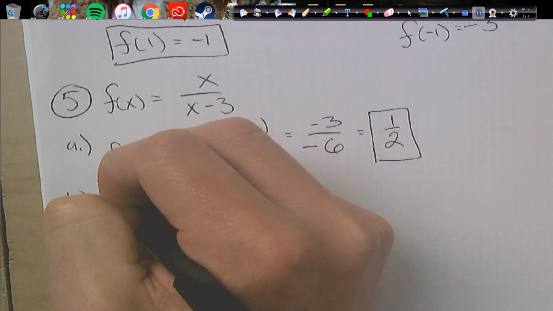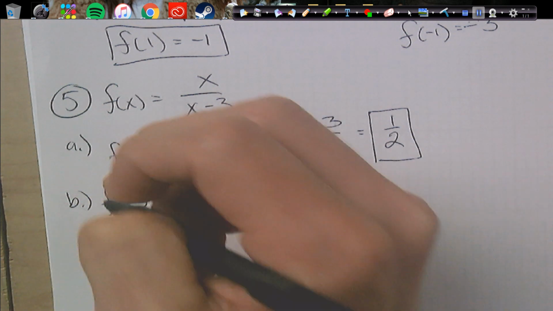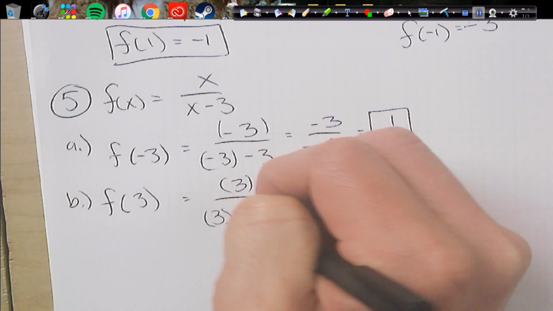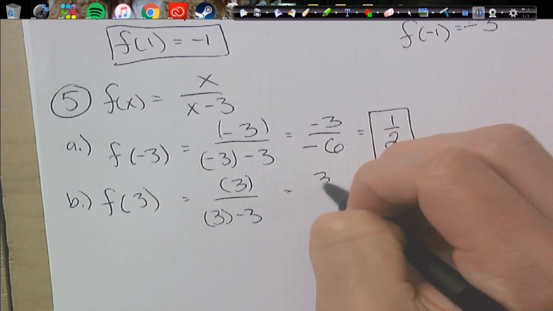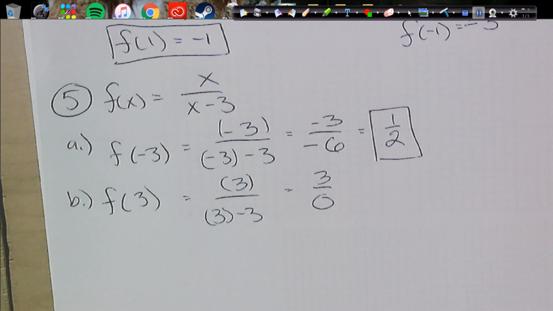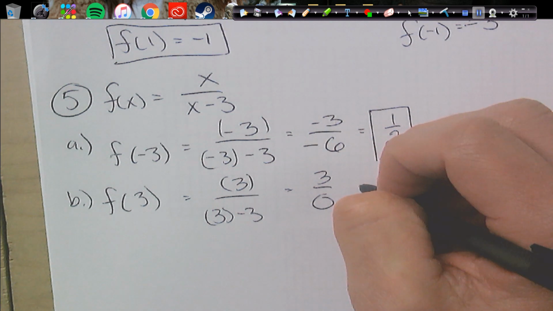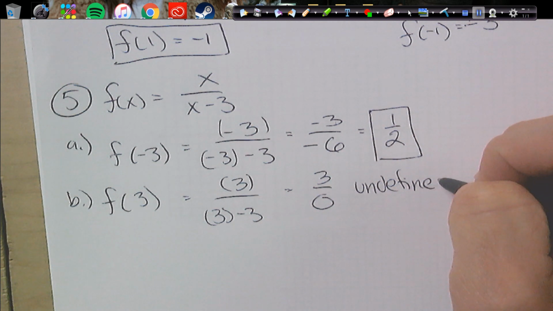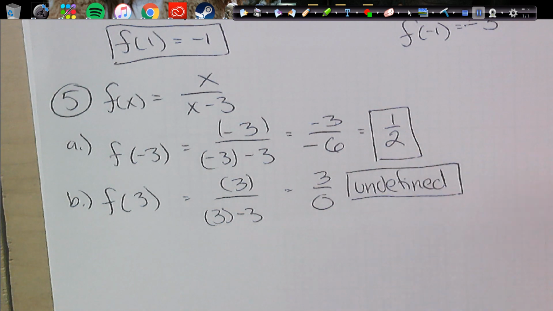Part B, f of 3 is going to be 3 over 3 minus 3. This gives us 3 over 0. You can't have 0 in the denominator. It'd be like having 3 items of toothpaste out of no toothpaste that was ever made. That was a really awkward example. But this is undefined. We can't have 0 in the denominator. So there is no value at x equals 3. We do not have a graph.